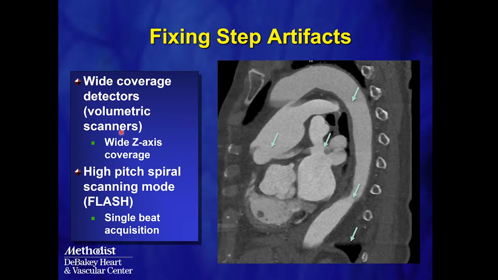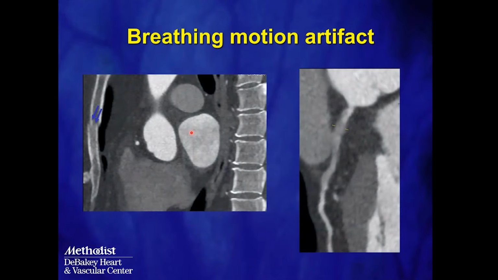So these basically have very wide z-axis coverage, by which with a single heartbeat you're able to acquire the whole data without the need for stitching or acquiring data over multiple periods of the cardiac cycles. The other thing is the high-pitch spiral scanning mode, which Siemens has, and it's called the Flash. This also provides you with a single heartbeat acquisition and eliminates those step artifacts.